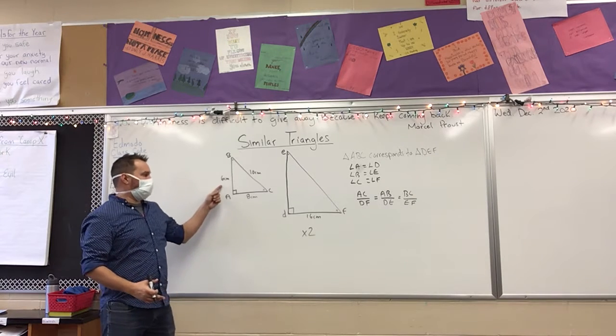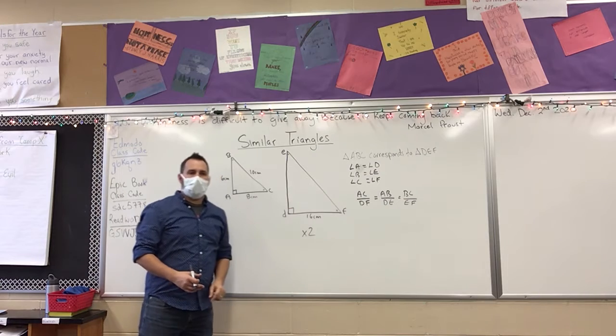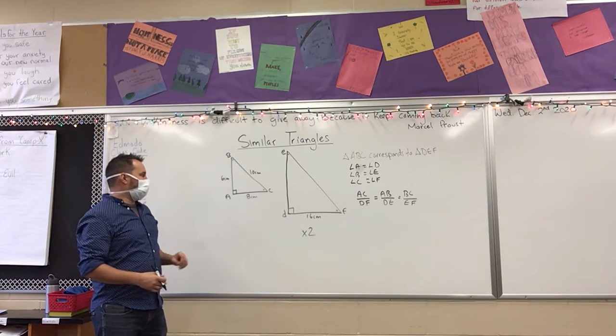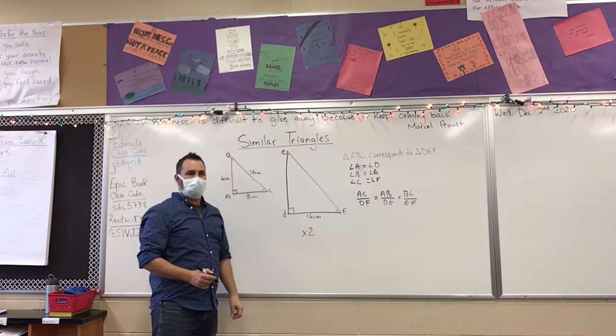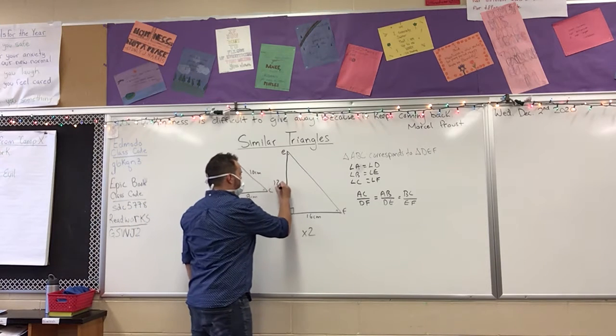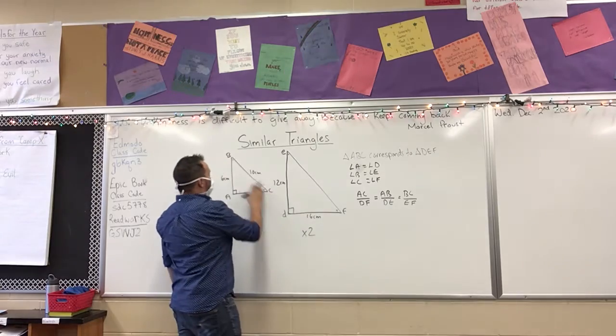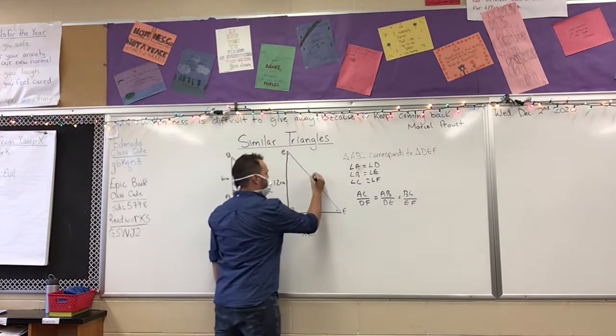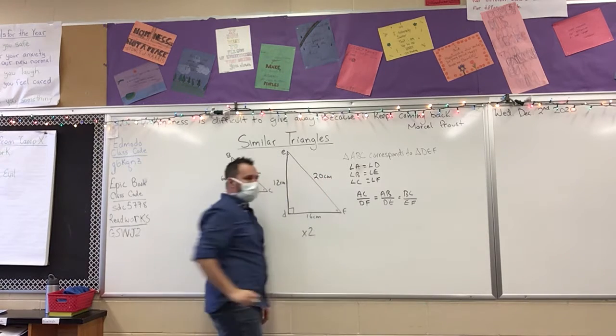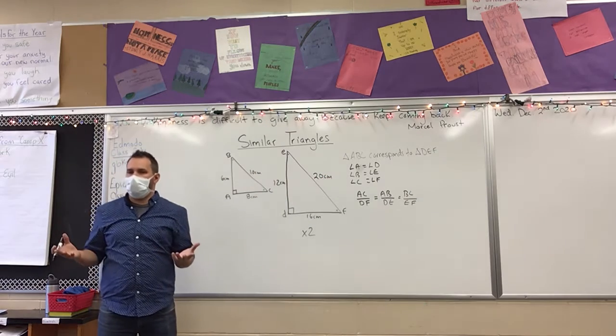Would we be able to figure out what these other sides are then? Yeah. What would you say, Katie? If A to B is 6 centimeters, what would D to E be? 12 centimeters. Cruz, I see you got your hand up. If B to C is 10 centimeters, what would E to F be? 20 centimeters. That's pretty simple, right? Very, very simple, very, very easy.